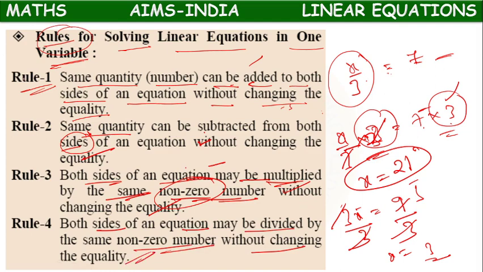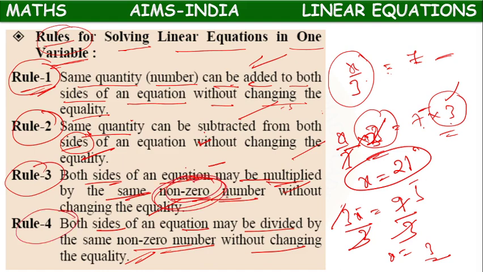Okay. So we have 4 rules. Rule 1, same number can be added. Rule 2, same number can be subtracted. Rule 3, same number can be multiplied. But which number? Non-zero number. Rule 4, same number can be divided. But which number? Non-zero number. Like that, before solving linear equations, these 4 rules we have to keep in mind. If we follow these 4 rules, we can easily get the solution for a linear equation.